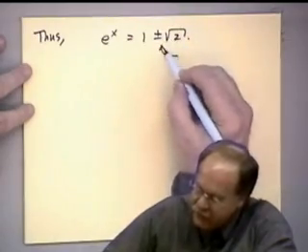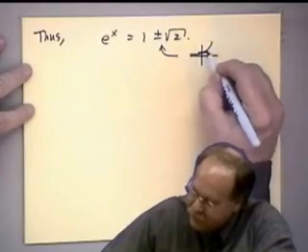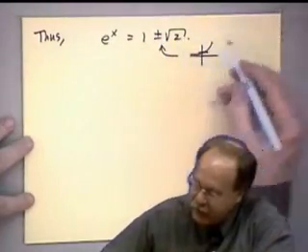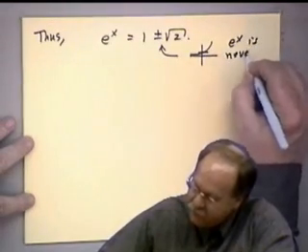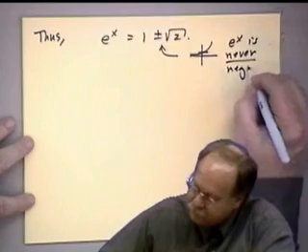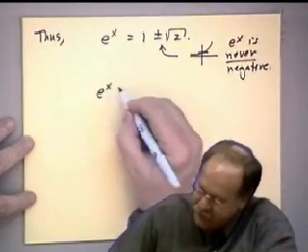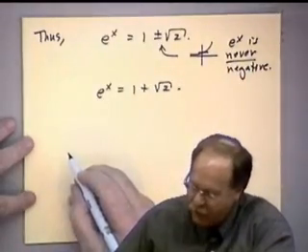But wait a minute. e to the x, if you remember its graph, looked like this, is always positive, which means 1 minus square root of 2 cannot occur. e to the x is never negative. So we discard that solution, and we know that e to the x equals 1 plus square root of 2 is the only solution that can hold.